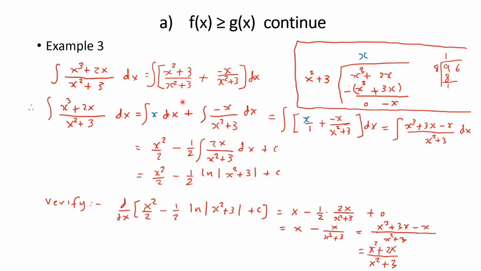So we take x and integrate it by itself, plus we take the remainder, negative x, and divide it by the denominator, x squared plus 3. If you recall, for example, if I want the division, let's suppose that I put 6 down here.